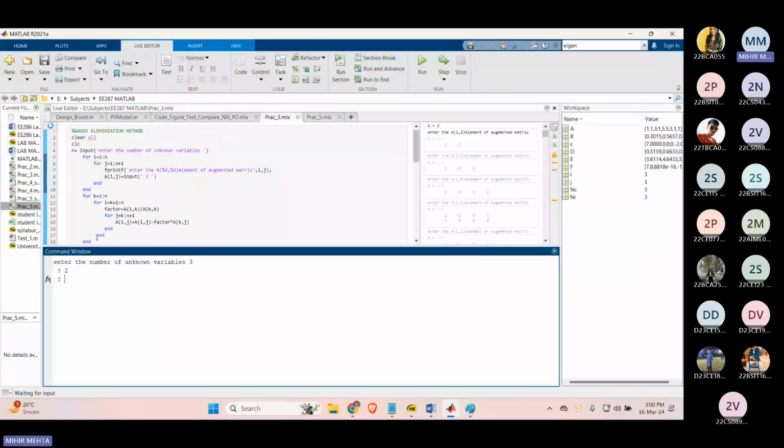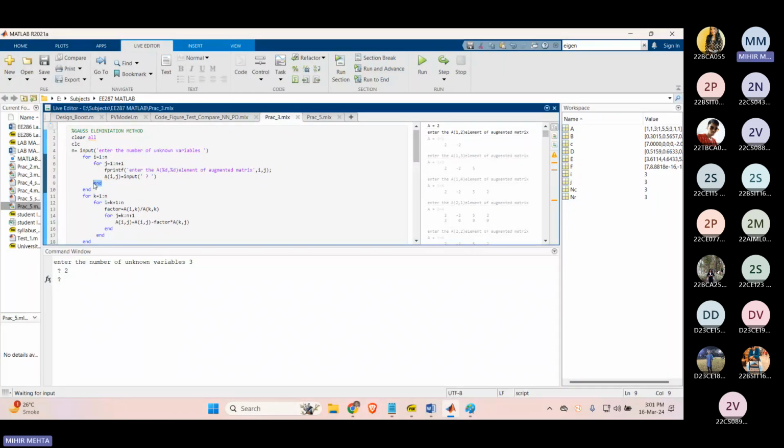You have entered the value. It has been asked. Then you again reach at this particular end. Now from here, again you move back to this for loop. You see an increment in the for loop. So from J1, you are moving to J2.